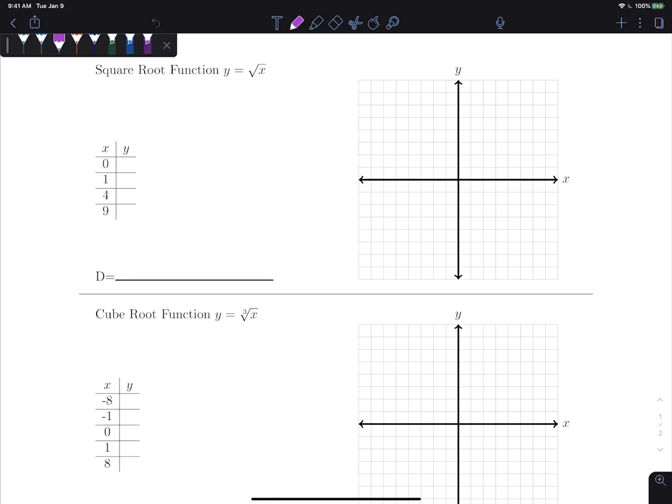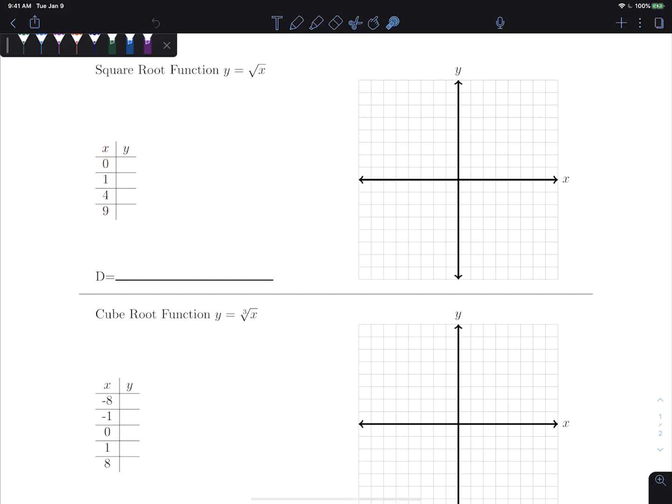Hello. In this video, we're going to start looking at the radical parent functions. So the first one we're going to look at is the square root function. So y equals the square root of x is the parent function for all square root functions. Now, or at least the ones that we're going to see in this class.